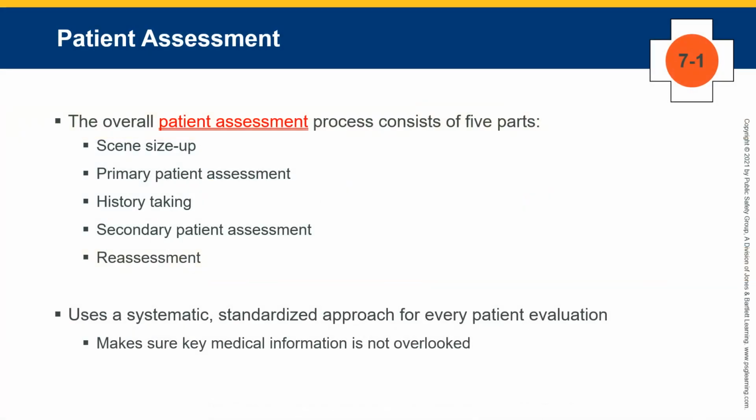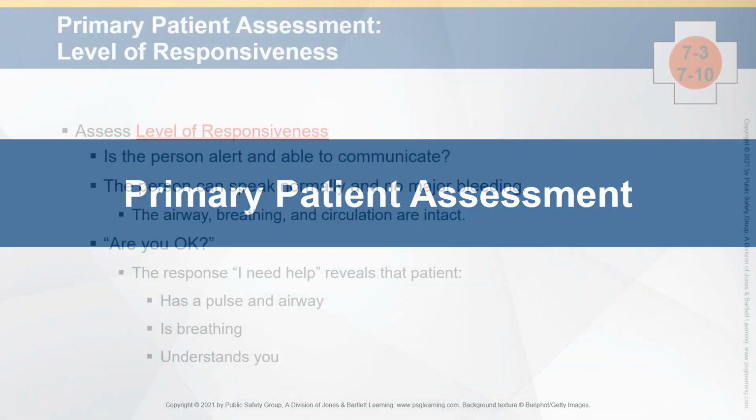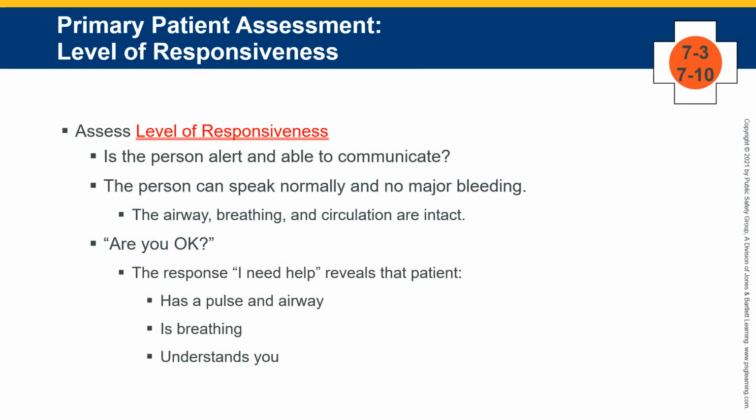So in the overall patient assessment process, once again, we see the 5 parts of patient assessment, and we want to pay attention to that. We're going to be dealing with level of responsiveness pretty early. In the primary patient assessment, looking at level of responsiveness comes down to, is the patient alert and able to communicate? If they can speak normally and we don't see any major bleeds, this is a good thing, because the airway, the breathing, and the circulation are intact.